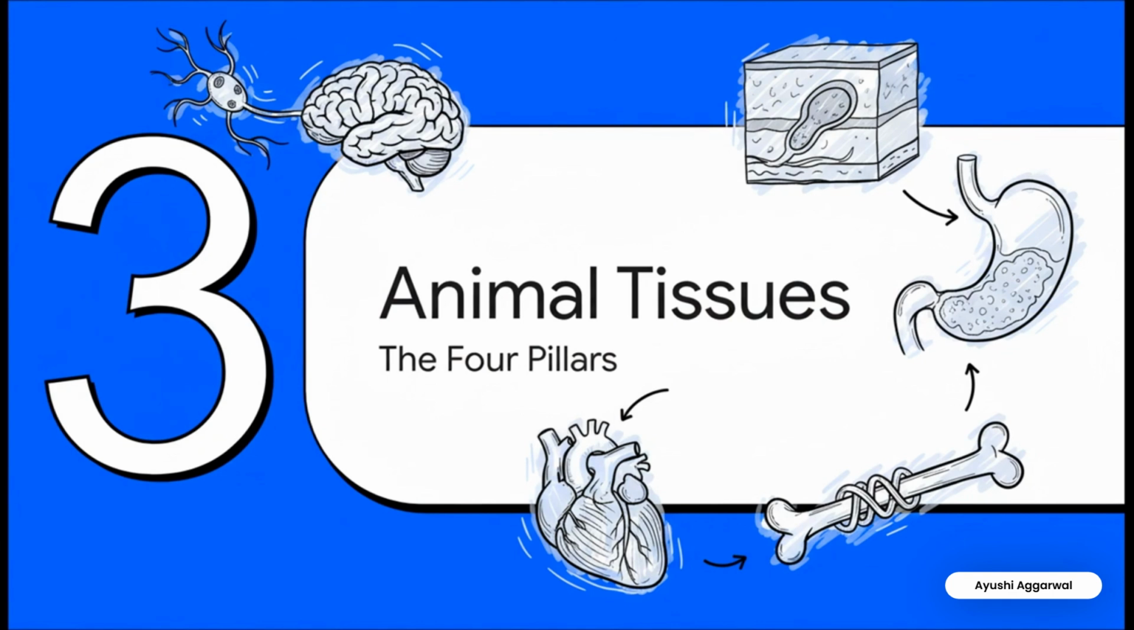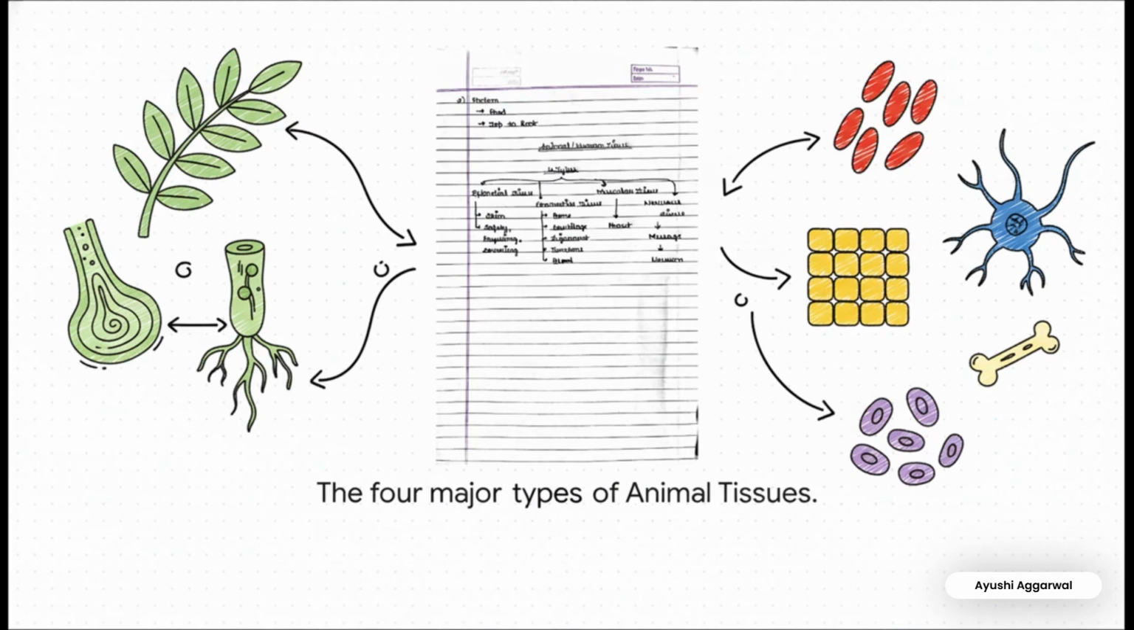All right, so the tour of the plant kingdom is complete. But what about us? How are animal bodies built? Well, the game is a little different here. We have four main pillars, or four main types of tissues that handle absolutely everything. And here they are, the four pillars. First, we have epithelial tissue, which is all about covering and protection. Second is connective tissue, whose job is to connect things and give support. Third is muscular tissue, responsible for all movement. And fourth, we have nervous tissue, the body's communication network.